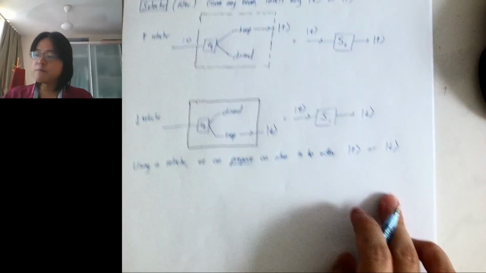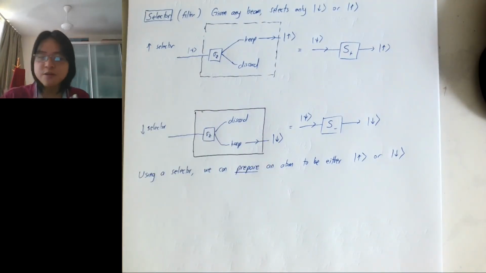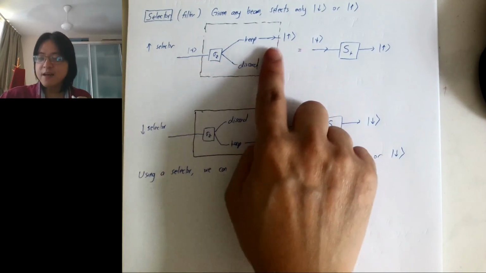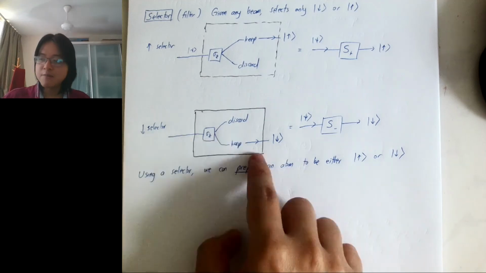right? Because in general, something that comes out of the oven, you don't know whether it's spin up or spin down. You need to measure it, but once you measure it, then I can keep the up beam, so then I know the beam everywhere will be spin up, right? Or the beam everywhere will be spin down.